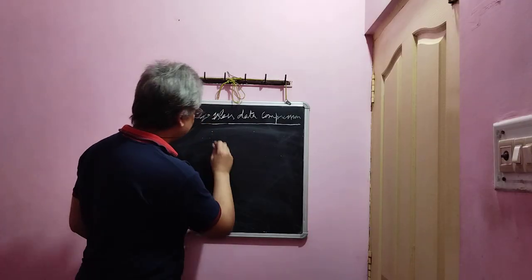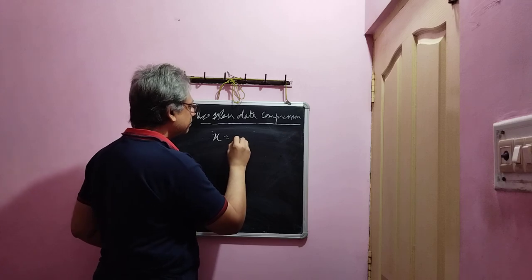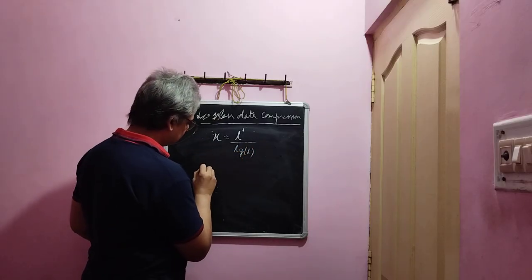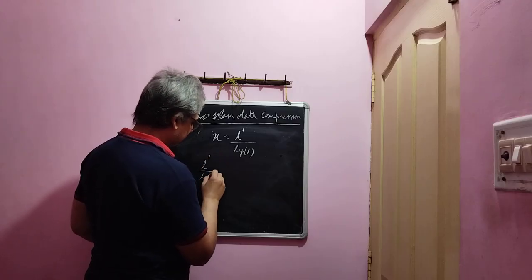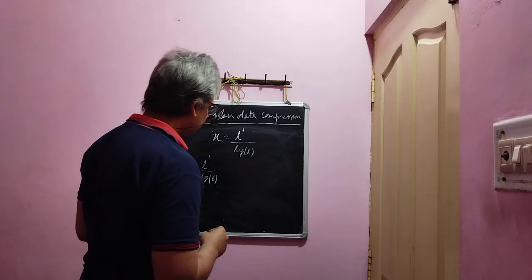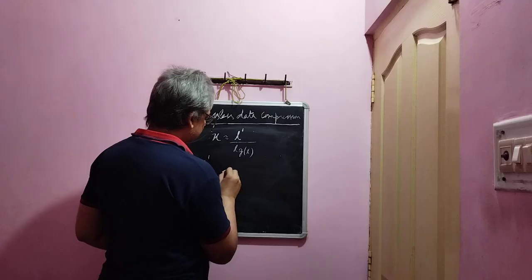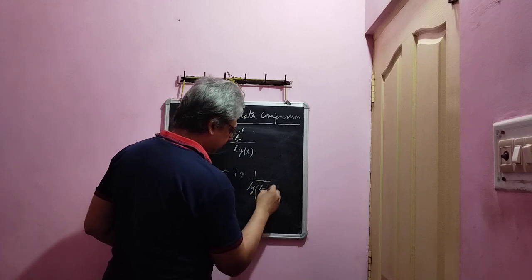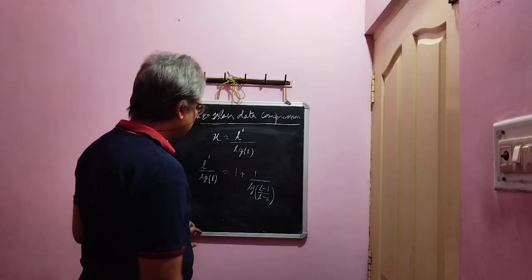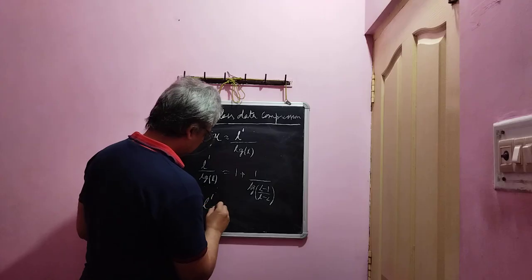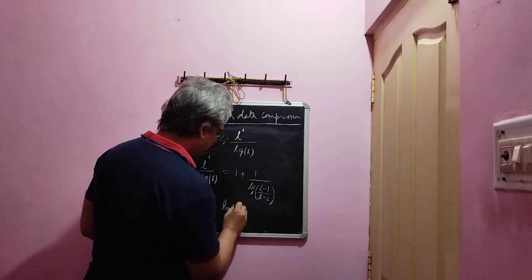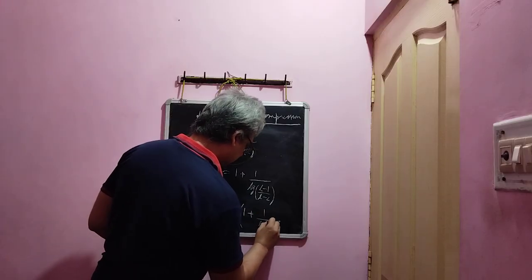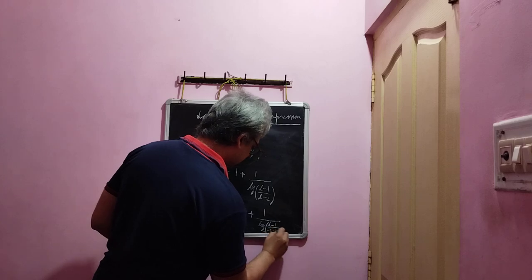Now we know that x is nothing but L dash by log L. So this gives us L dash by log L should be equal to 1 plus 1 by binary log of L minus 1 by L minus 2, or L dash is equal to log of L times 1 plus 1 by log of L minus 1 by L minus 2.